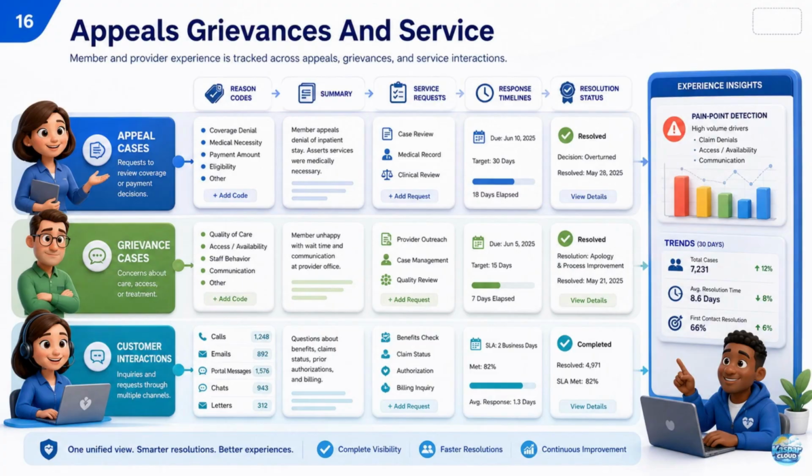Appeals, grievances, and customer service data help the payer manage member and provider experience. An appeal may relate to a claim denial, authorization denial, eligibility issue, or benefit decision. A grievance may relate to access to care, quality, billing, service experience, or provider concerns. Customer interaction tables store calls, emails, portal messages, chats, letters, reason codes, summaries, service requests, resolution status, and agent details. These tables help the payer measure service quality, comply with response timelines, and identify recurring pain points.